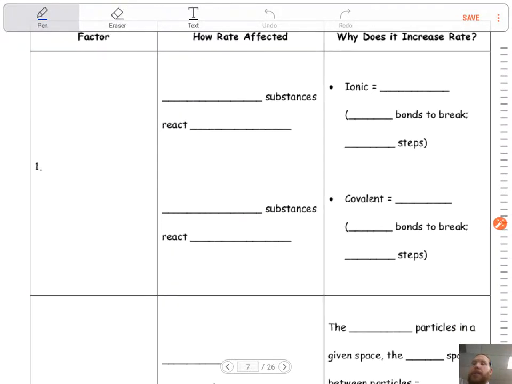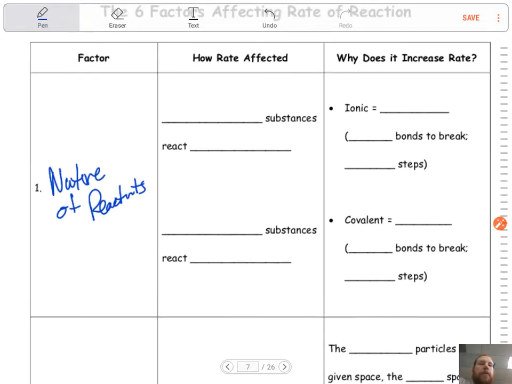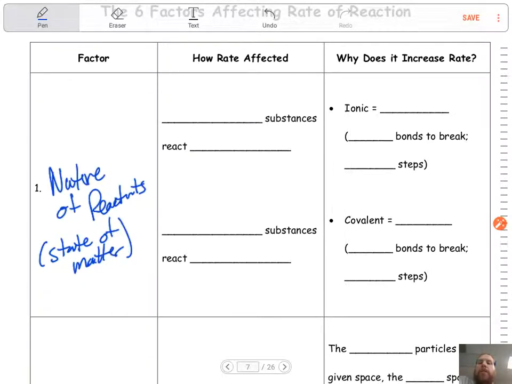So let's jump in. First factor, nature of reactants. What that means is their state of matter. That's the way to think about the nature of the reactants, because not all states of matter are going to react the same way. Some will react faster than others.